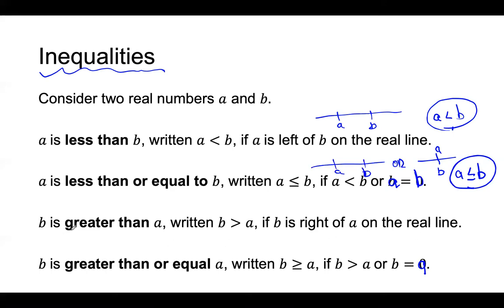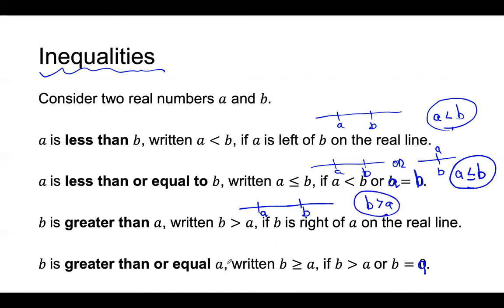If B is greater than A, we can write B is greater than A like this, if B is right of A on the real line. So let's draw a picture. So here's A and here's B. So that just means B is greater than A.